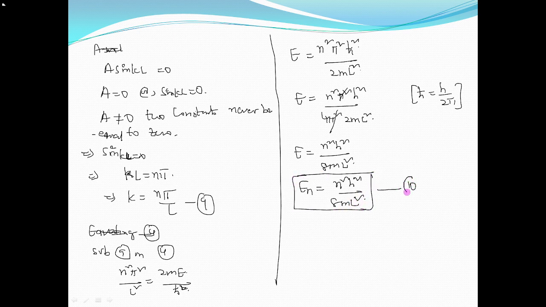So this is equation number 8, where n can take the values 1, 2, 3, 4, and so on, which is called the principal quantum number. It starts from 1, 2, 3, and so on. It doesn't start from 0, remember. So this is the energy expression: E_n is equal to n square h square by 8m L square.